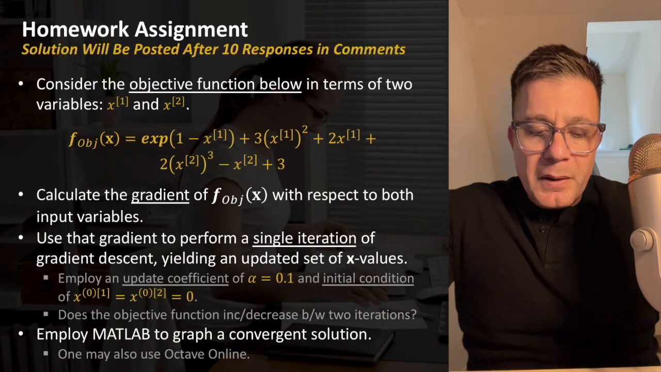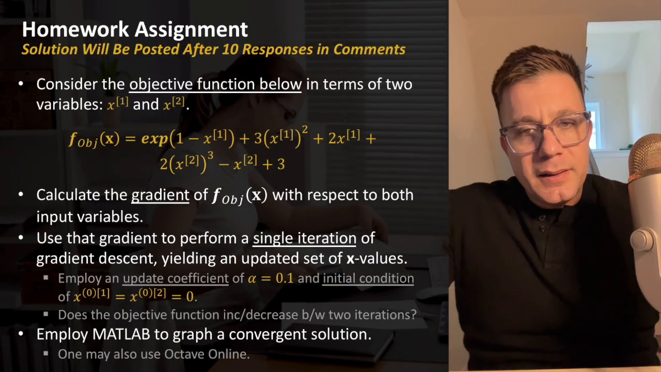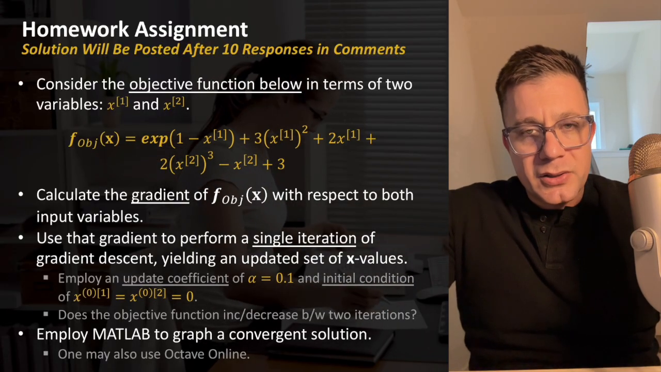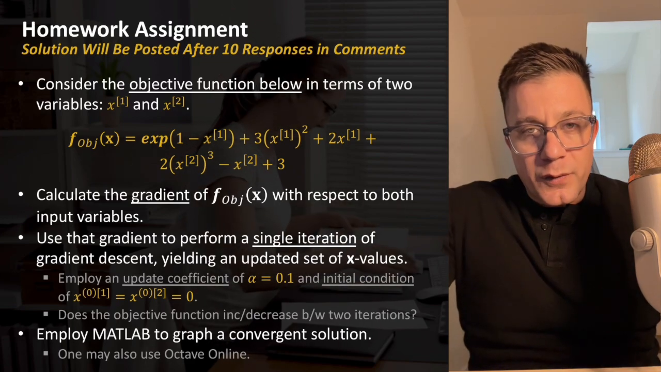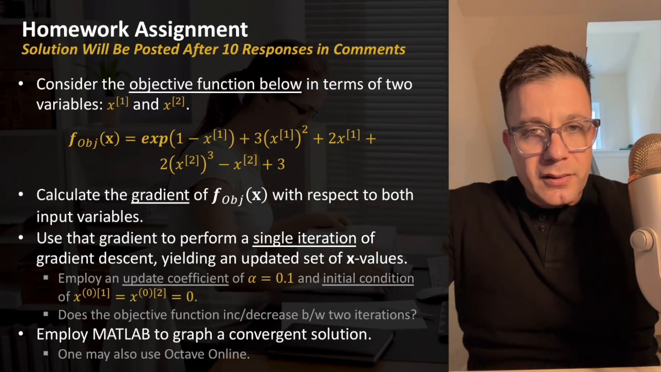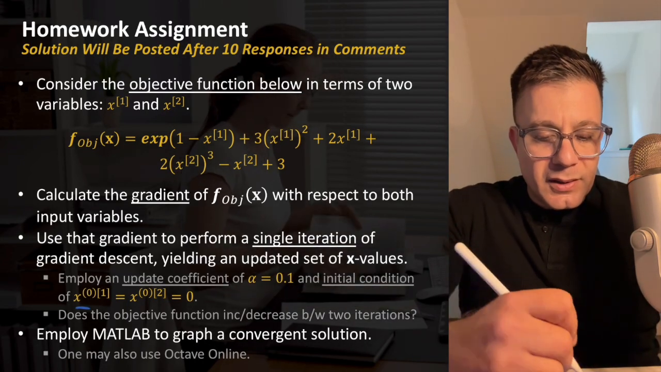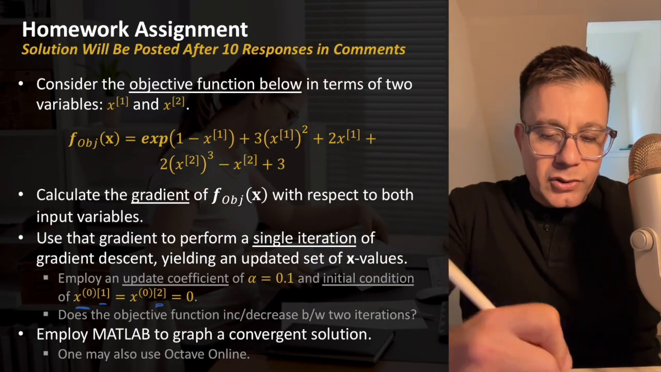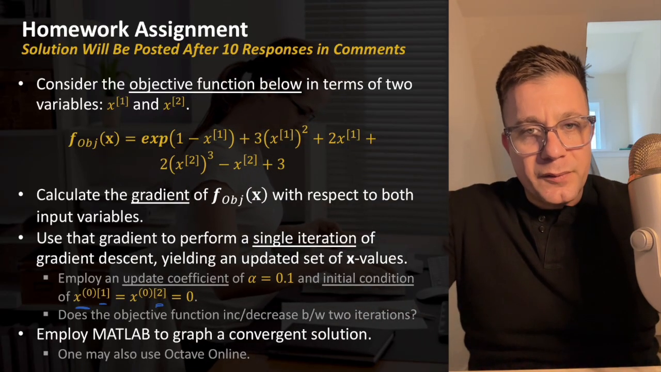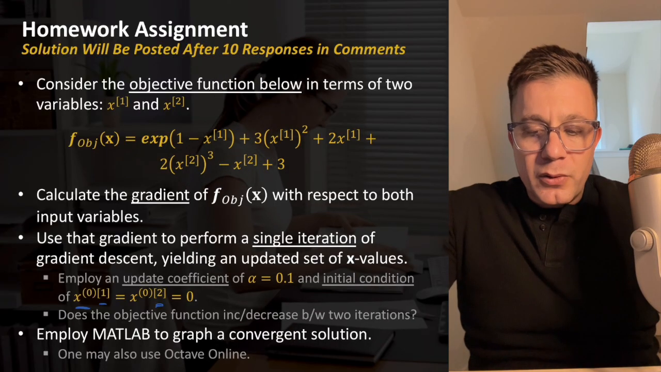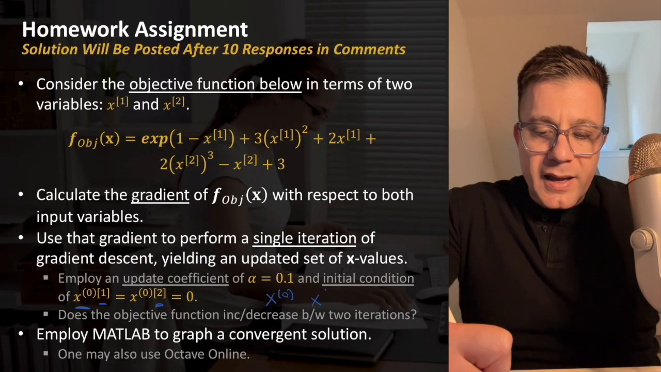What I'd ask you to do is calculate the gradient of this objective function with respect to both input variables, then use that gradient to perform a single iteration of gradient descent by hand, yielding an updated set of x values, x superscript (1). I want you to employ an update coefficient of alpha equals 0.1 and an initial condition where both of the values are equal to 0. So you see here x superscript (0), bracket 1 and then bracket 2, both of those would be equal to 0. Then answer the question: does the objective function value increase or decrease between those two iterations, when you're feeding it x superscript 0 versus x superscript 1?